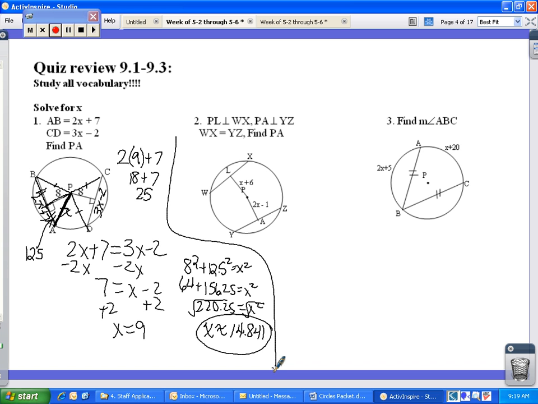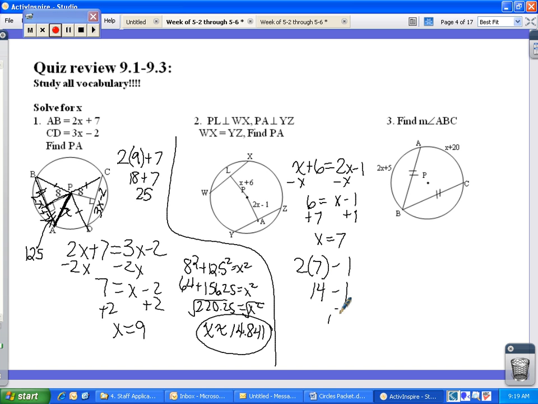For number 2, again, I know that these two segments are congruent, kind of based on what we said about the first circle. So x plus 6 equals 2x minus 1. To solve this one for x, I will get that x is 7. And now I'm trying to find PA, which is that segment, so I'm just going to plug that back in, which is 14 minus 1, which is 13. So segment PA is 13.